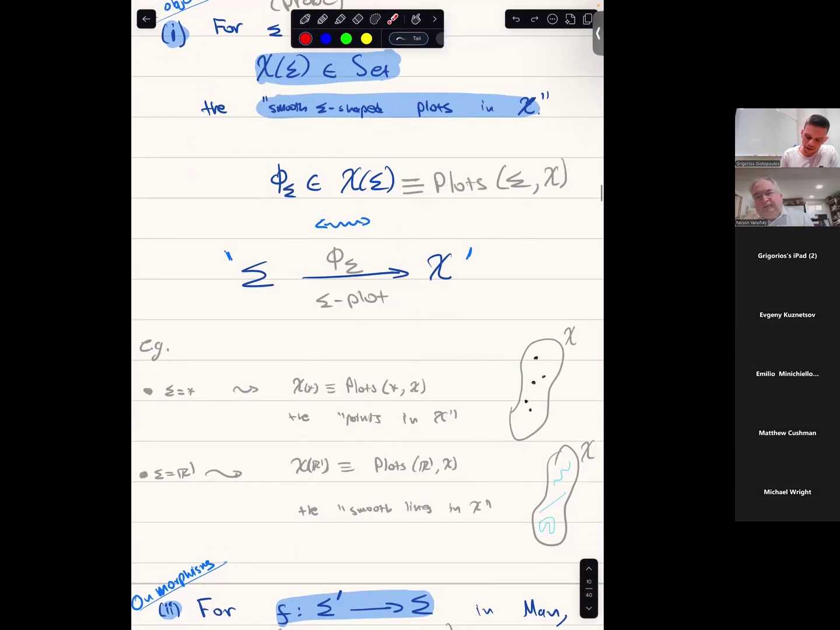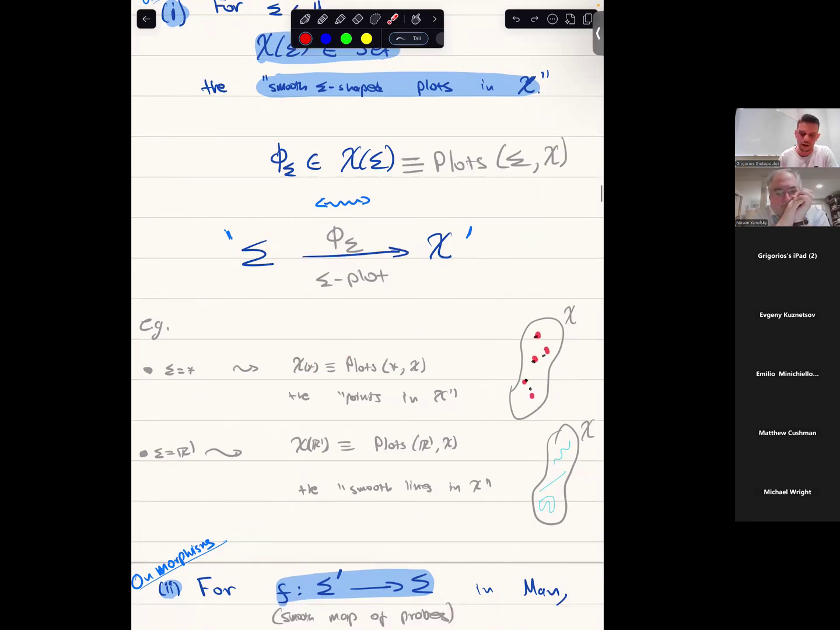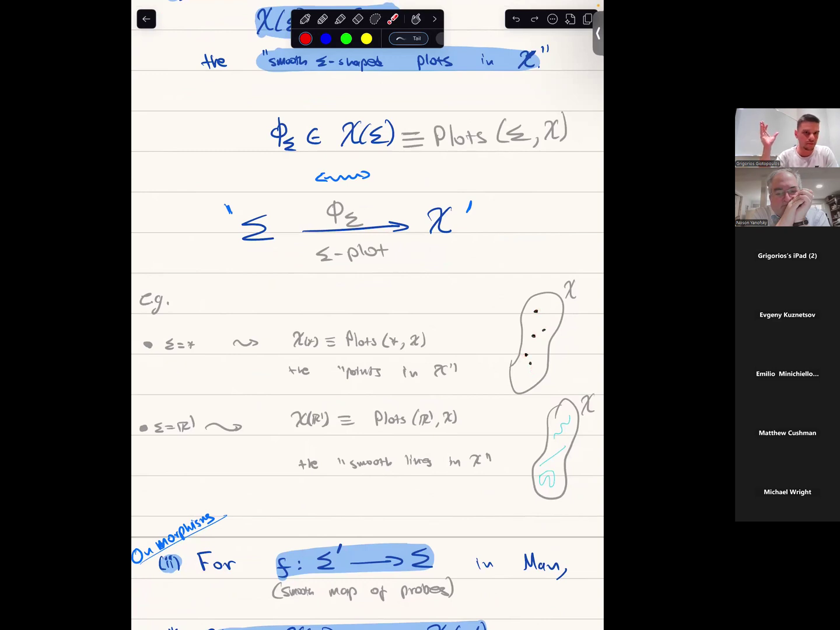Okay, so if I take X of the point, then I think of this as the point plots of X. So I just think of them as being the collection of points in X. I don't know what X is. It might have no points, right? It might be empty, and it's possible, of course.